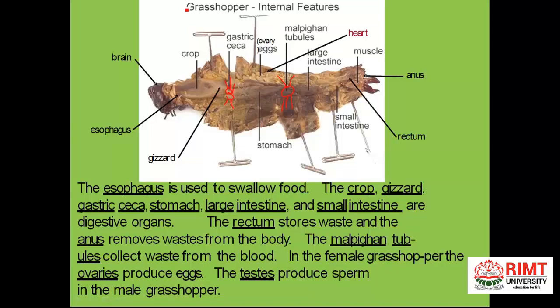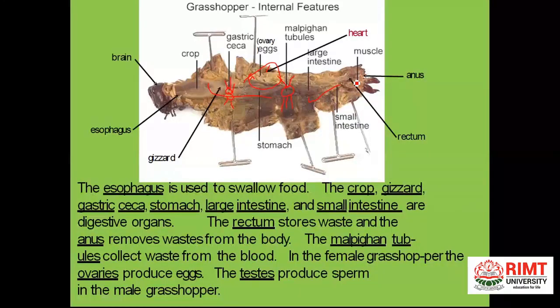Because this is the internal structure of the female, here is the ovary. Ovary is present here. This is the heart. The alimentary canal, when you lift it up a little, then you may clearly see the heart of the grasshopper. These are the muscles attached to the body. This is the anus part, small intestine, and rectum.